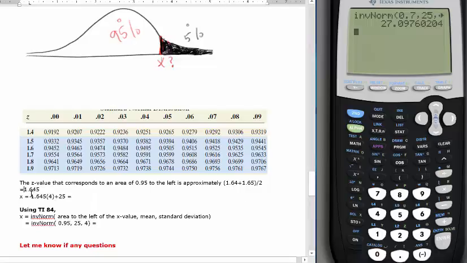So x will be 1.645 times the standard deviation 4 plus the mean, which is 25, and let's see what the answer on the calculator is. Plus 25, 31.58.